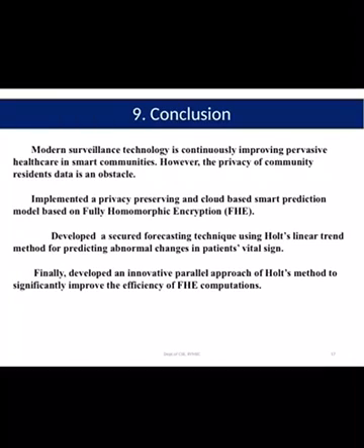Thus, in all, the framework functions in a completely independent manner and all analysis computations are carried out on encrypted data. The analysis results can be retrieved by data owners through the cloud service provider. Finally, we developed an innovative parallel approach of Holt's method to significantly improve the efficiency of FHE computations.